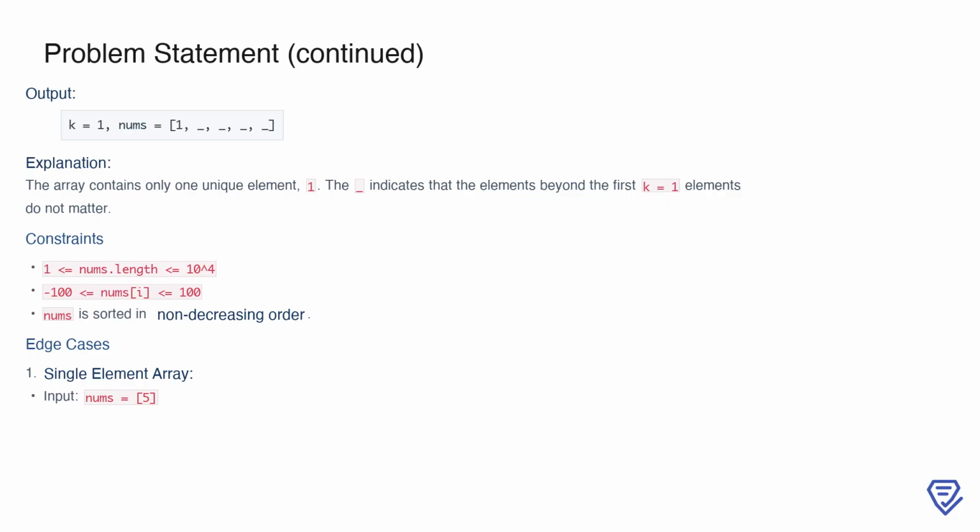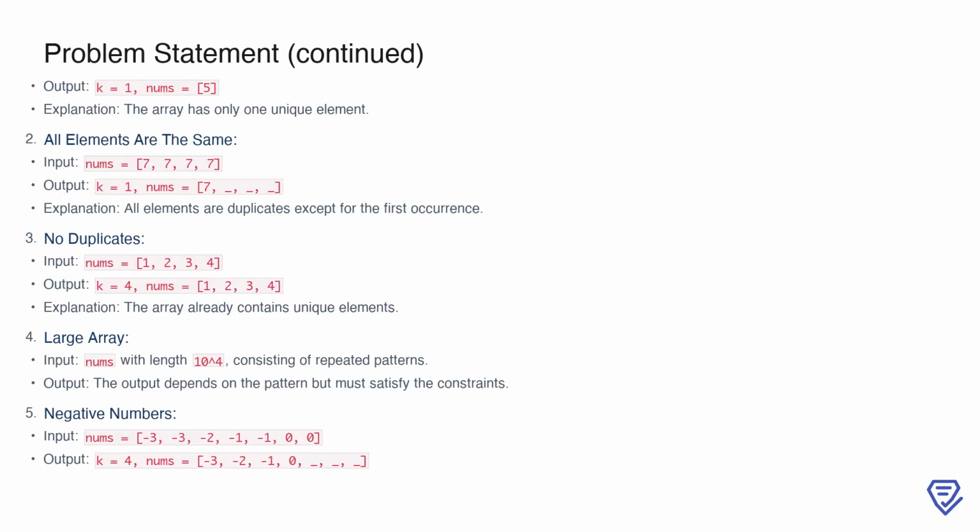For a single element array, such as nums equals 5, the output will be k equals 1, with the modified array being 5. Since there is only one element, it is already unique. Another edge case involves arrays where all elements are the same, such as nums equals 7, 7, 7, 7. Here, the output will be k equals 1, with the modified array being 7, underscore, underscore, underscore, as only the first 7 is kept.